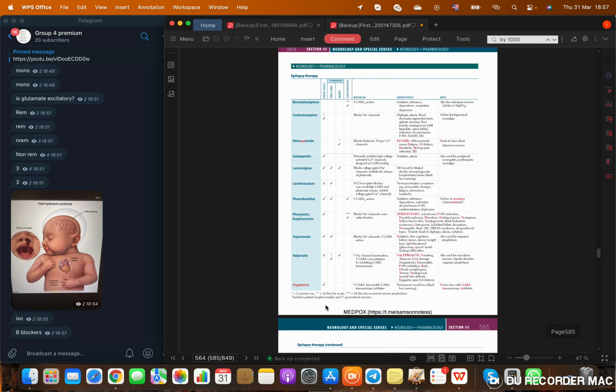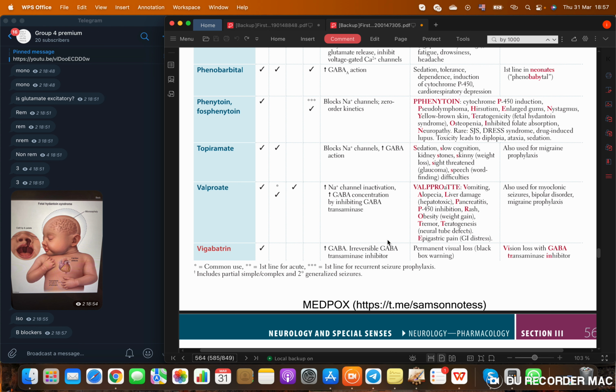So the next thing here we have is valproate, wide spectrum of action. So sodium channel inactivation and increased GABA concentration by inhibiting GABA transaminase, which breaks down the GABA. So valproate can lead to vomiting, alopecia, liver damage because it's hepatotoxic basically, pancreatitis, P450 inhibitor, rash, obesity, tremor, teratogenicity, neural tube defect because of B9 deficiency, and epigastric pain. A list of side effects.